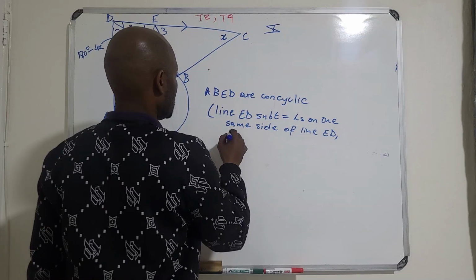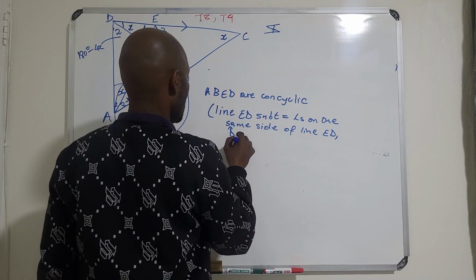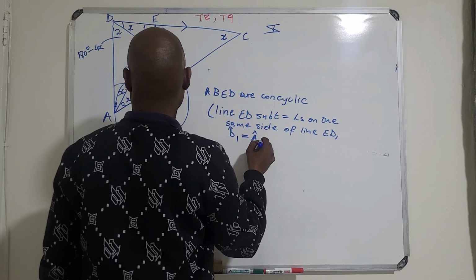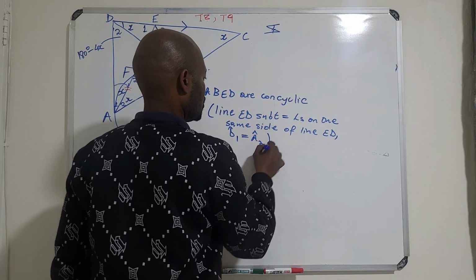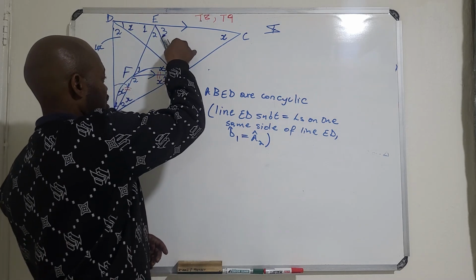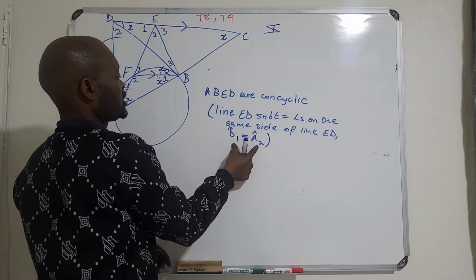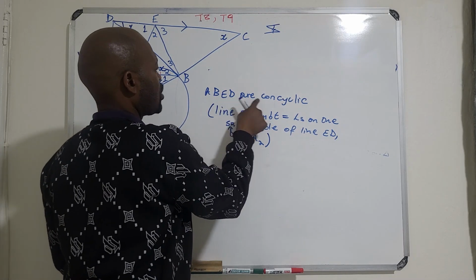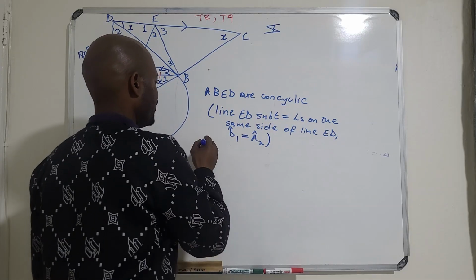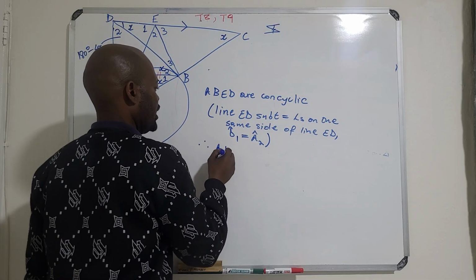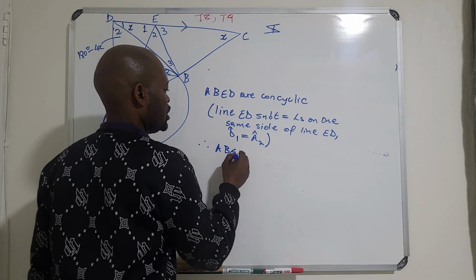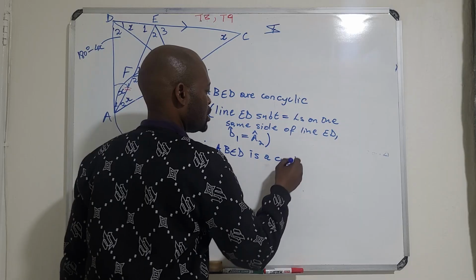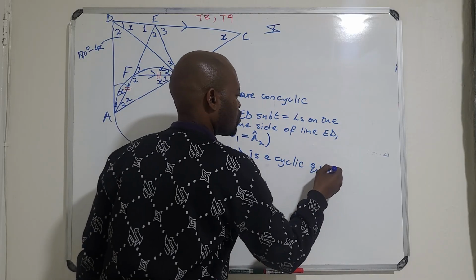Therefore, angle D1 is equal to angle A2. Since this line subtends equal angles on the same side, then ABED are concyclic. Therefore, ABED is a cyclic quadrilateral.